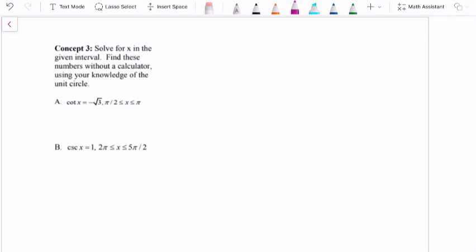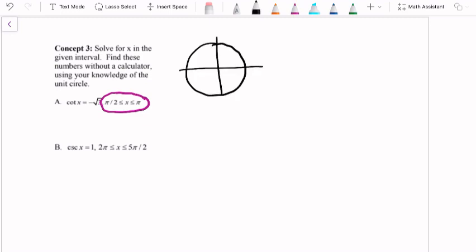Okay, so we're looking at A. We know that cotangent of x is equal to negative square root of 3. If we're thinking unit circle, there are a lot of input radians that are going to give us this output. However, we've restricted this domain, so we're only looking for one specific x value that falls in between pi over 2 and pi. So if I go ahead and draw my circle, I know that the value we're looking for is in the second quadrant here.